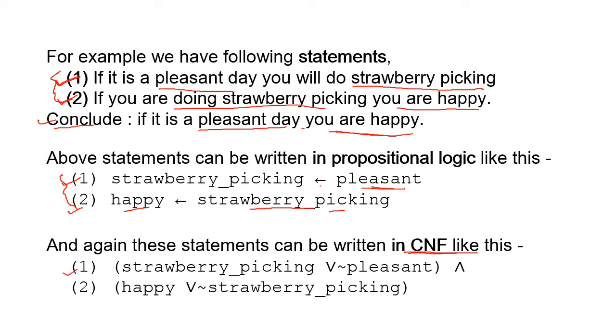So here, strawberry picking disjunction not pleasant. This is how this particular statement will be converted. And conjunction, happy disjunction not strawberry picking. Now we can combine these two statements because we have two conflicting terms in these statements, strawberry picking and not strawberry picking.